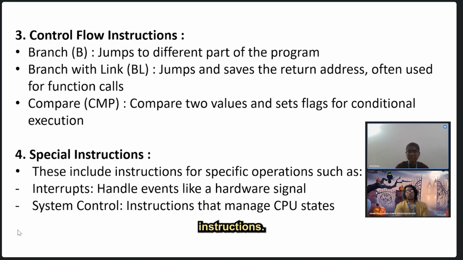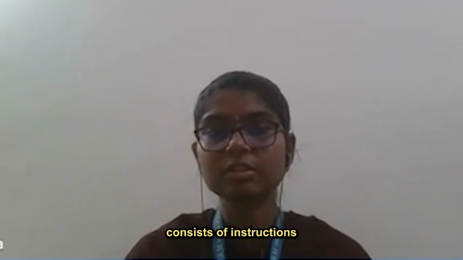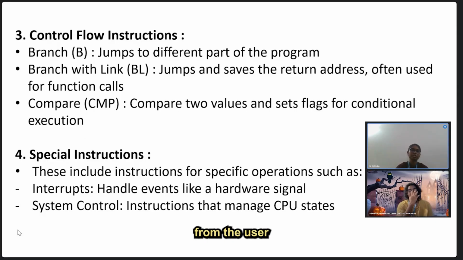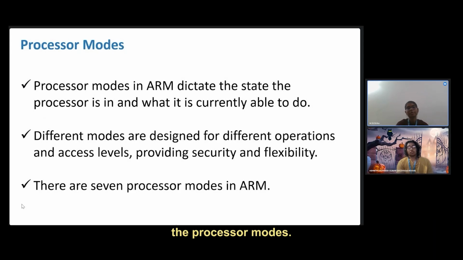Next comes the special instructions. These include instructions for specific operations such as interrupts and system control. Now if you take the case of interrupts, they help in handling events like a hardware signal, like a keyboard interrupt. So whenever there's a keyboard interrupt, the interrupt request is being served first. Next comes the system control. Now system control consists of instructions that manage CPU states, that is switching from the user to the privilege mode and vice versa.